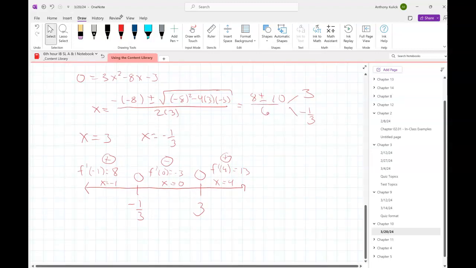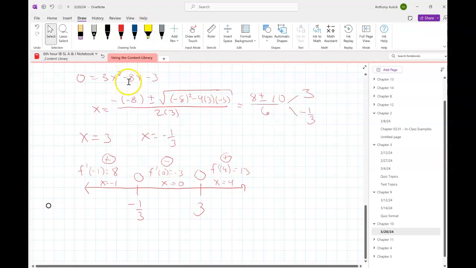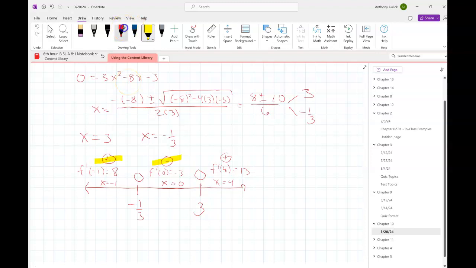So what is negative 1/3? Is that a max or a min? Going from increasing to decreasing, so it looks like this. And then 3 that goes from decreasing to increasing is a min. Everybody feel good there?